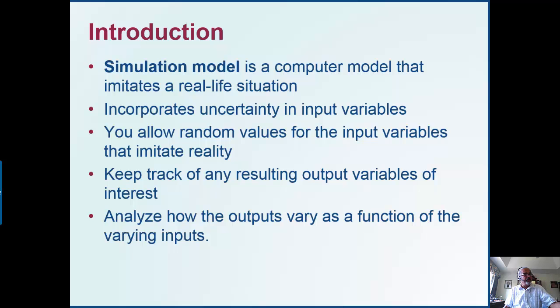Now, if the input values are not deterministic, like if the demand is not a fixed value of 500 or 700, but is a value that fluctuates or is uncertain, and can be anywhere between 400 and 600 with some sort of probability distribution, then allowing for those random fluctuations in the input would imitate reality much better than simply saying the demand would be 500 and not anything different.